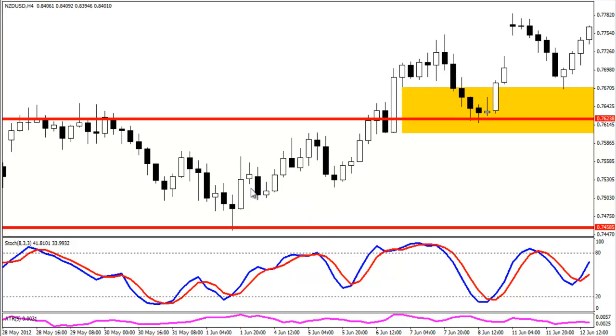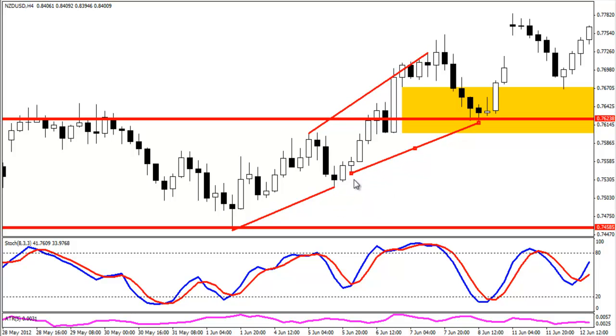It's also worthwhile pointing out that we have a higher low, and a higher high.